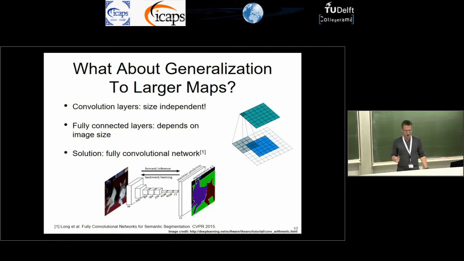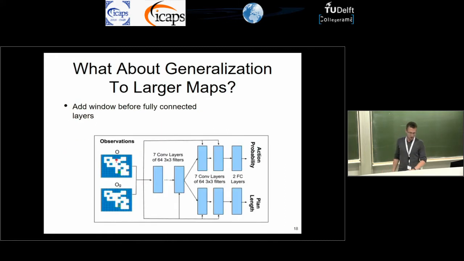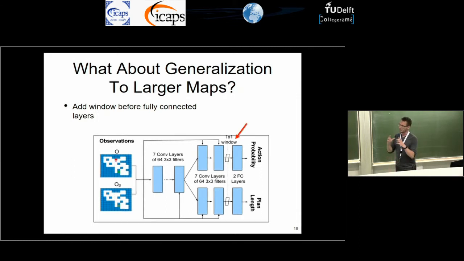The bad news is that at the end we have a couple fully connected layers which are not size independent. To address that issue, we use a trick from the image segmentation literature, in particular fully convolutional networks for image segmentation. The way image segmentation works is at the final layer, there's a window around every pixel to classify every pixel. But in our case, we don't really care about every pixel. We only care about the region around the agent. So what we do is we apply this window centered around the agent right before sending it to the fully connected layers, and that gives us a size-independent architecture.